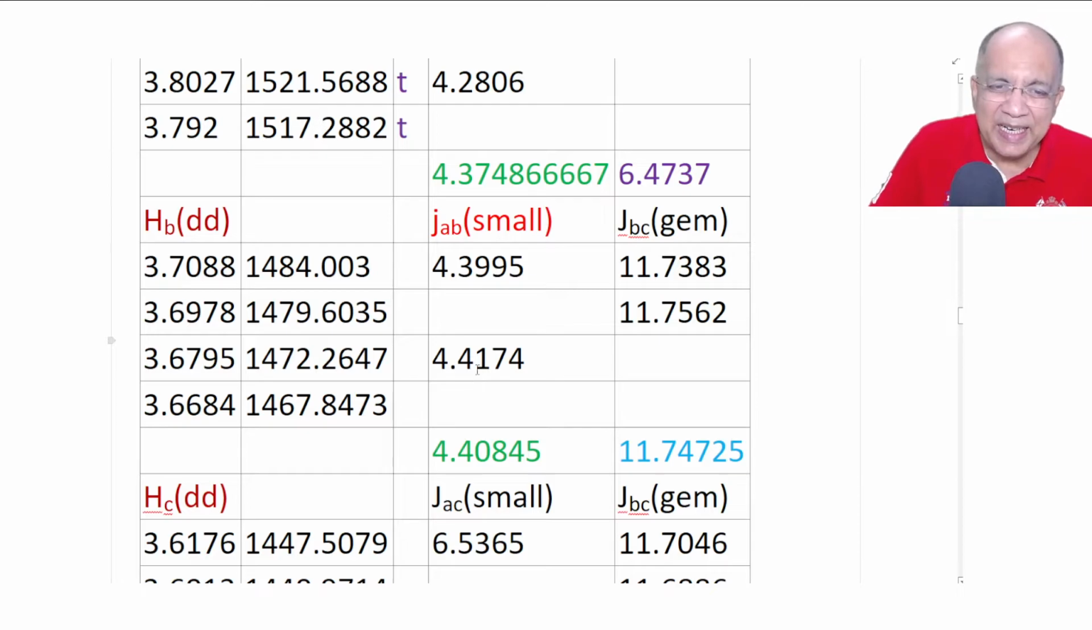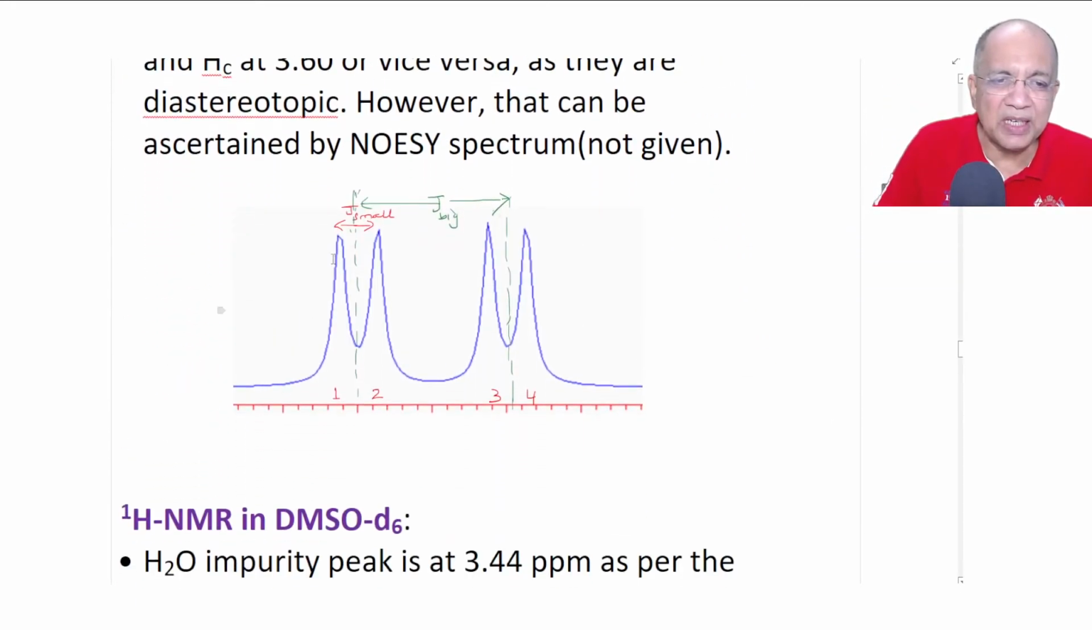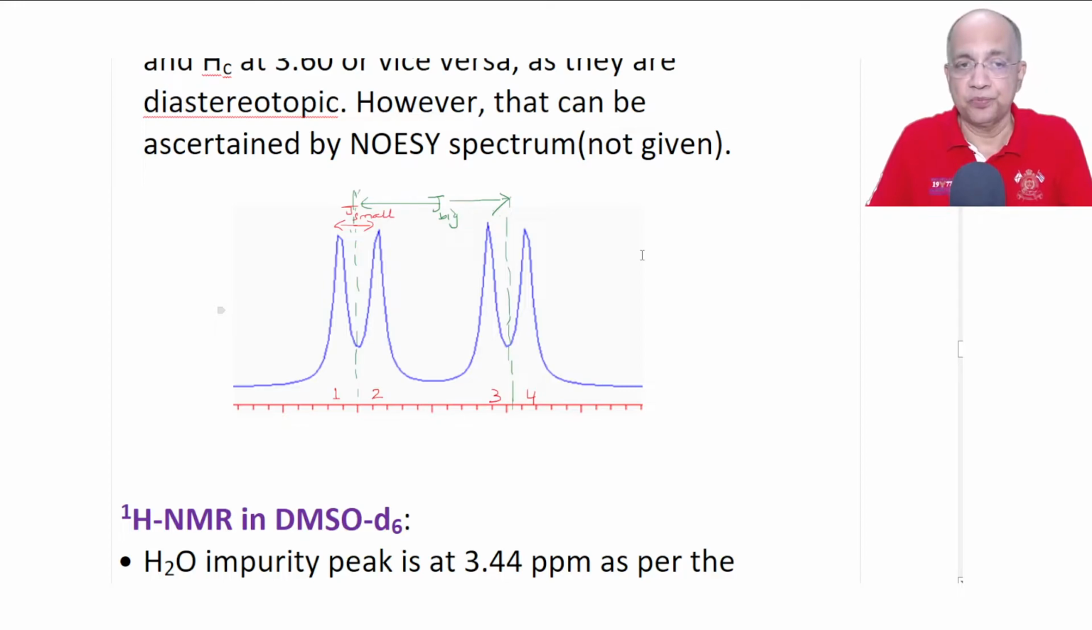DD is very simple. I show you a DD here, doublet of doublets. This is the small J, this is the big J. So you, in the same manner, number 1, 2, 3, 4, difference between 1 and 2 and 3 and 4, they will give you the two small J values and you can average.